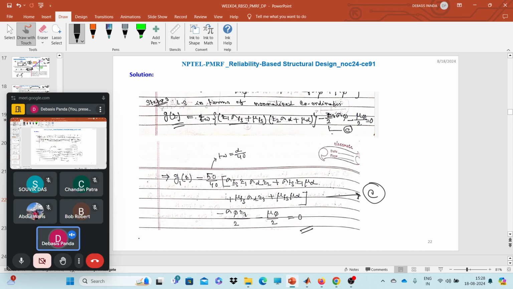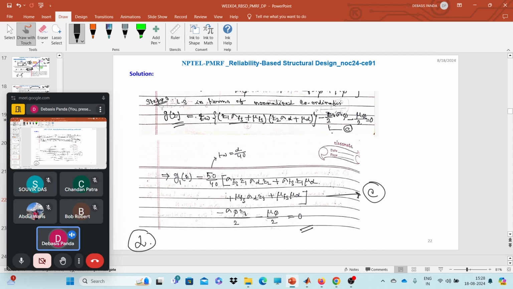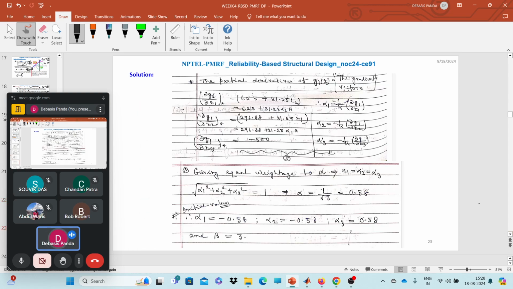Okay. Now, once we have the limit state function in standard normal space, what we need to find out is the direction cosines, alphas. So to get the alphas, what do we need to do? First, we need to differentiate this limit state function with respect to the unknown variables. So here the unknown variables are Z1, Z2, and Z3. Three unknown variables are there, like Fs, Q, and D. So let's make the derivations.